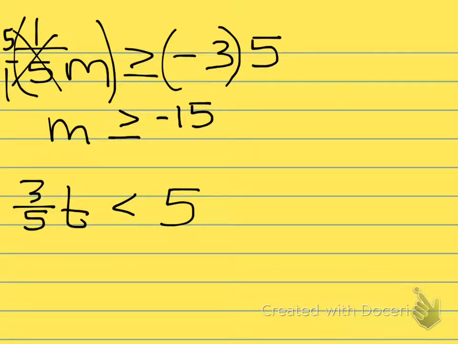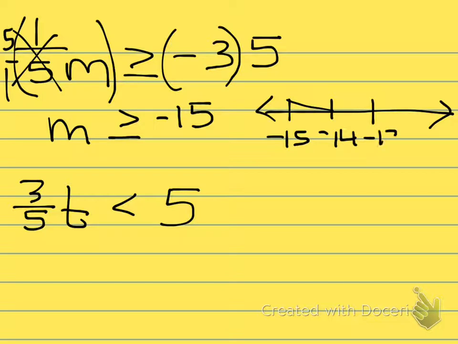Now, if I were to graph this, I would need to use a closed circle, because it is including the answer, so a closed circle at negative 15. And I'd be pointing my arrow to the right for greater than.